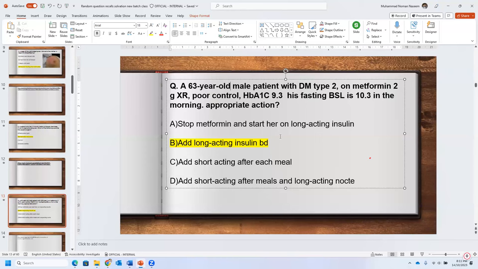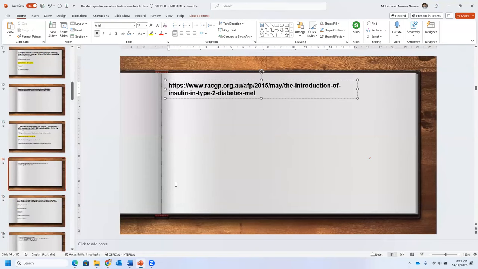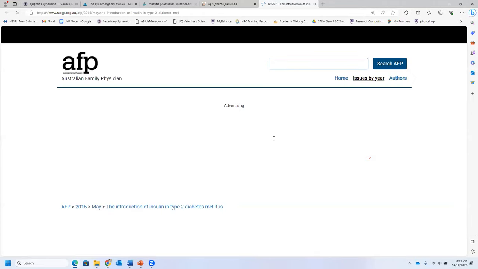Yes, we add basal insulin. If the patient is having, for example, postprandial BSLs not very good, then you can add the short-acting or premixed insulin. Now, let me show you guys this one. Very easy and very, very important article for you guys. You can read all of it. I'm just going to show you the technique of how to start insulin.